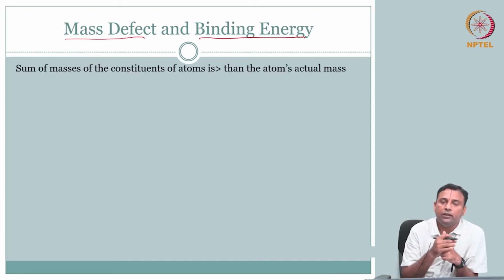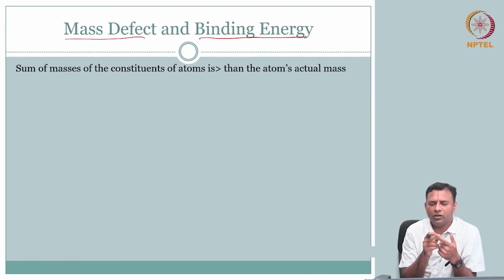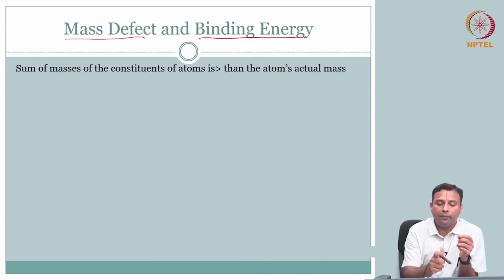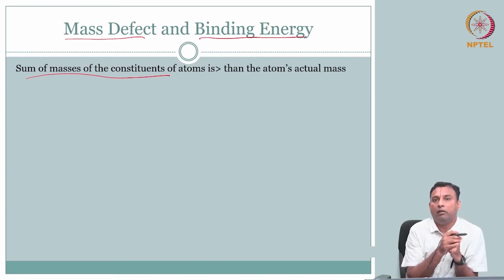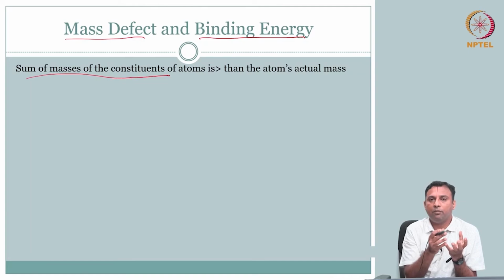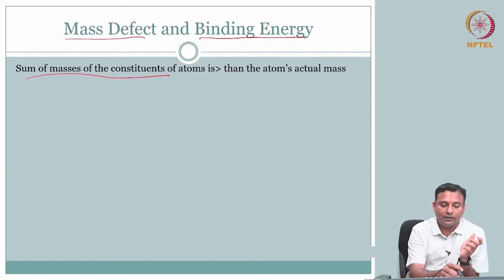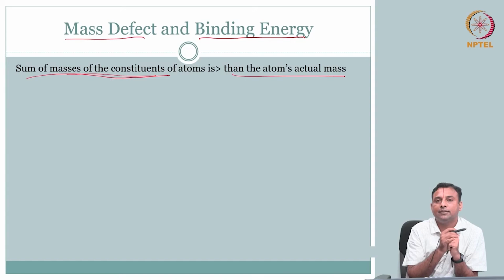But it turns out that you have a mass, but then I have the constituents, which are electrons, protons and neutrons. Each of these particles has a mass. So what happens if I sum the masses of the constituents of the atom? The atom consists of these constituent particles, so if I add them, that should be the mass of the atom, but that is not the case. The sum of the masses of the constituents is actually greater than the atom's actual mass.